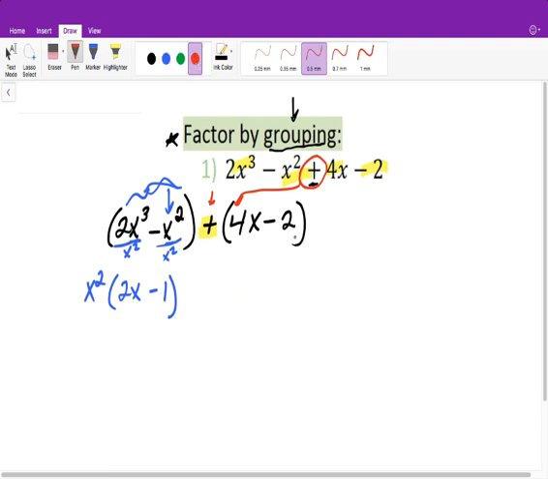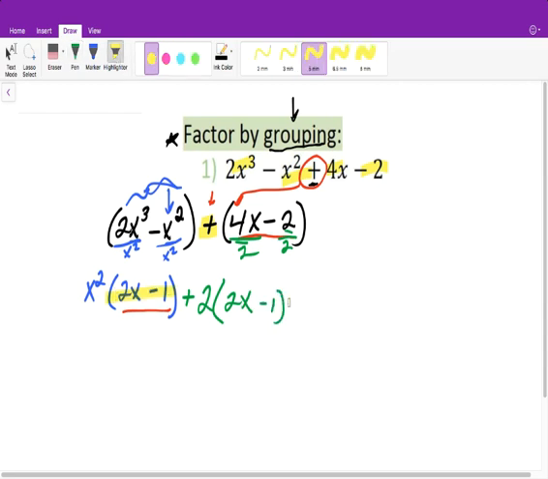Now, since we know this binomial is 2x minus 1, our goal is to get this group to 2x minus 1. If you're unsure what to factor, look at this first term and ask, how can I get this 4x to a 2x? There's a 2 that can be factored out of both the 4 and the 2, so we can factor out the positive 2 and divide each one by 2. That gives me 2x minus 1. So we've reached our goal, which is to get the same binomial being multiplied by both terms.